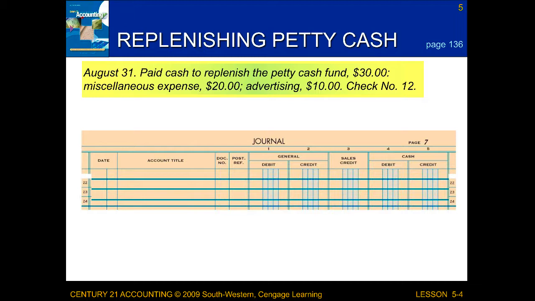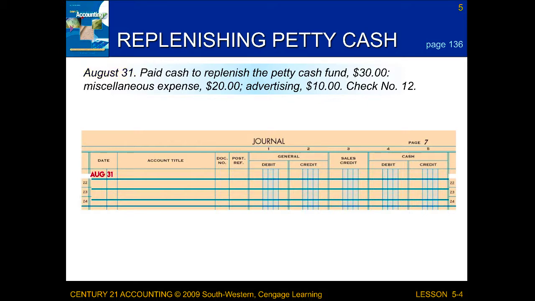So that's why they're doing it on the last day of the month, because they're looking at every single petty cash slip and merging it into one transaction. So they've got a miscellaneous expense that they used petty cash for sometime in the month, and an advertising expense that they also paid for using petty cash sometime within the month. So again, we start our journal with our date. So we're going to date it August 31st.